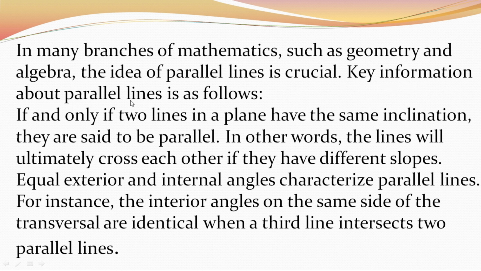Key information about parallel lines is as follows. If and only if two lines in a plane have the same inclination, they are said to be parallel. In other words, the lines will ultimately cross each other if they have different slopes. Equal exterior and interior angles characterize parallel lines, for instance, the interior angles on the same side of the transversal are identical when a third line intersects two parallel lines.